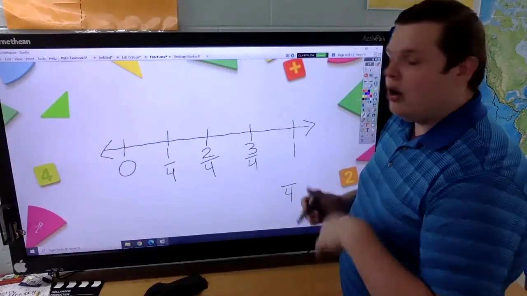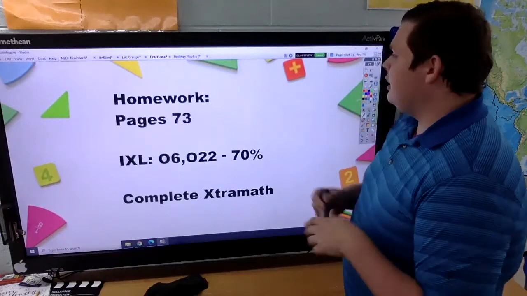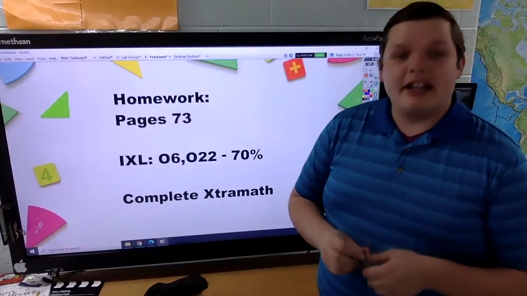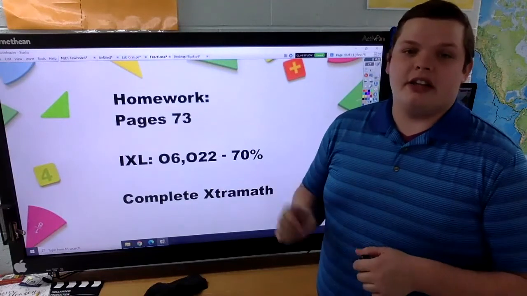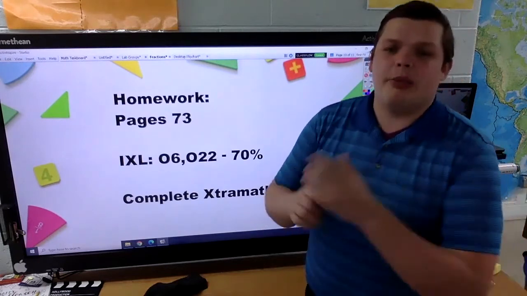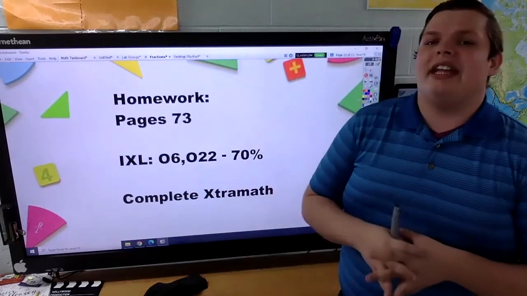Okay, that fraction page is there. Let me check for your homework. Your homework is just 1 page today, page 73. On IXL though, I want you to get an O.6 and O.22, get 70%. And please make sure you are still completing extra math. Super important to get that.